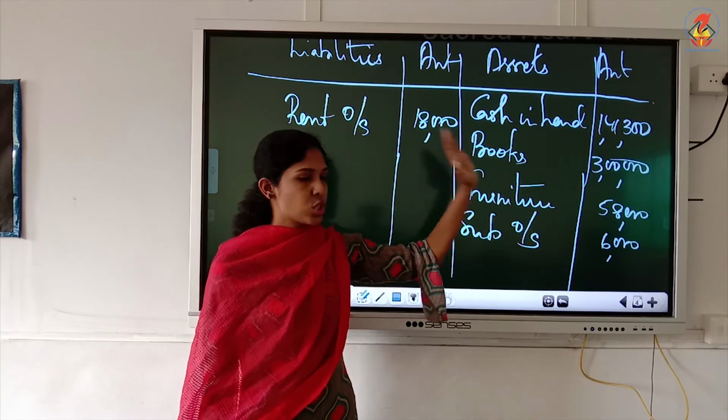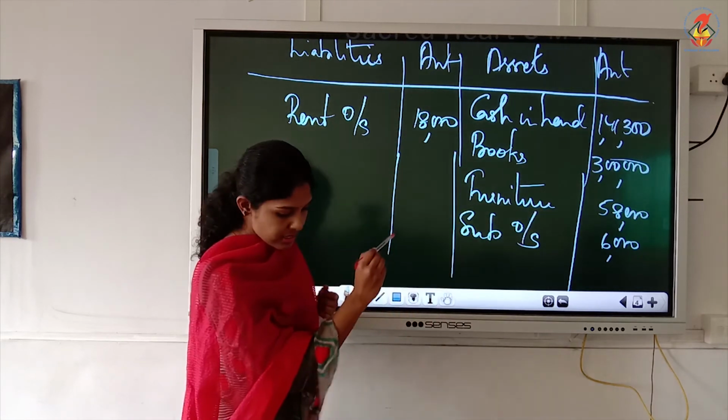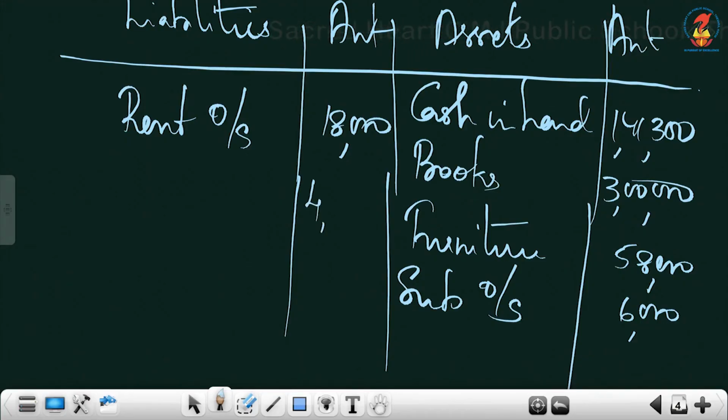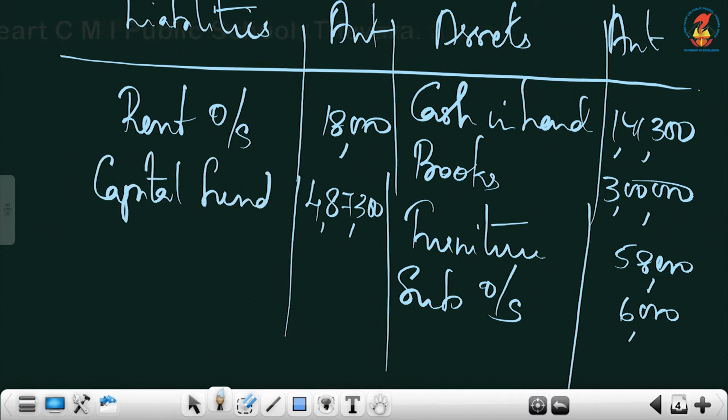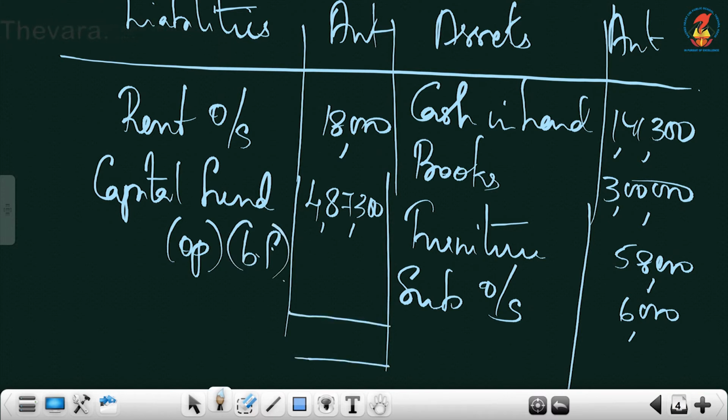Now this balance sheet will not tally. The balancing figure here you will get, just compute the balancing figure. See whether you are getting 4,87,300. This will be written as capital or capital fund. This is the opening balance of capital. This is the balancing figure. Understood? Write the totals.